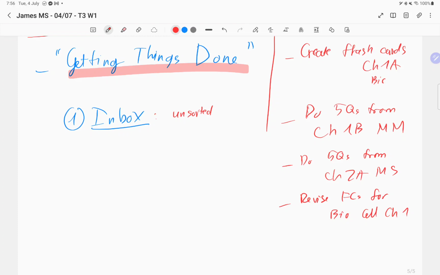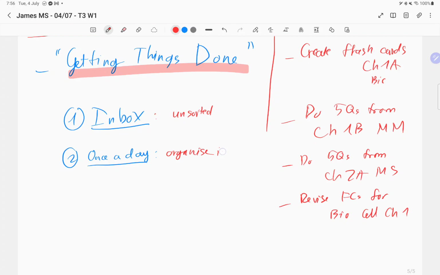It's in there. Right? And then step 2 is you need to, once a day or once a week, or normally once a day, for example, right? Once a day, you need to organize your inbox.